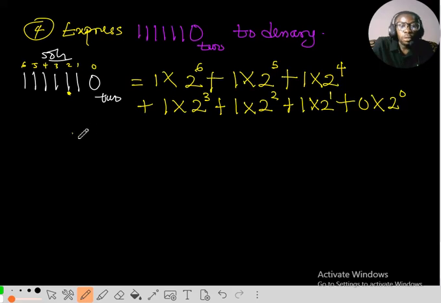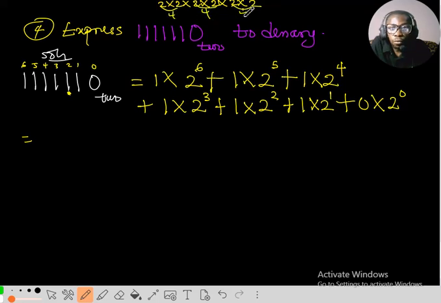Now let's expand this. What you have here is we are dealing with 2 raised to power 6. 2 raised to power 6 means 2 times 2 times 2 times 2 times 2 times 2. That is 2, how many times? 6 times. So 2 times 2, 4. 2 times 2 again, 4. 2 times 2, 4. So here you have 4 times 4.